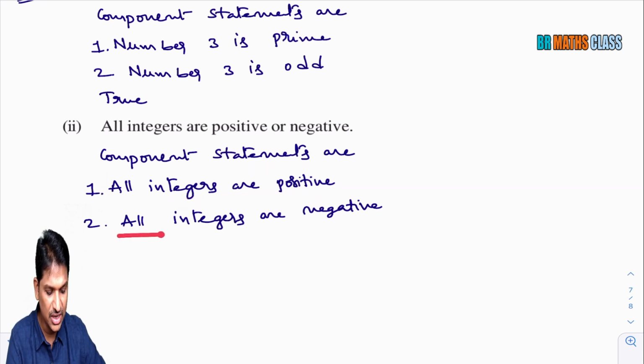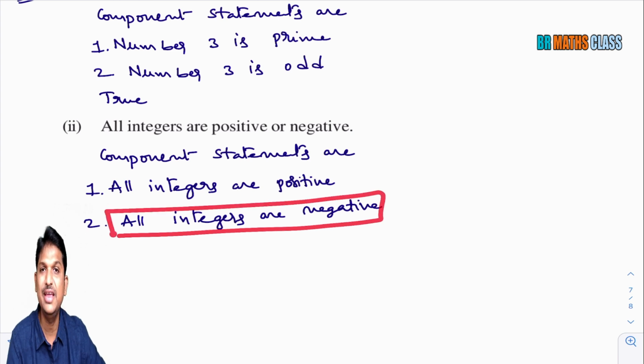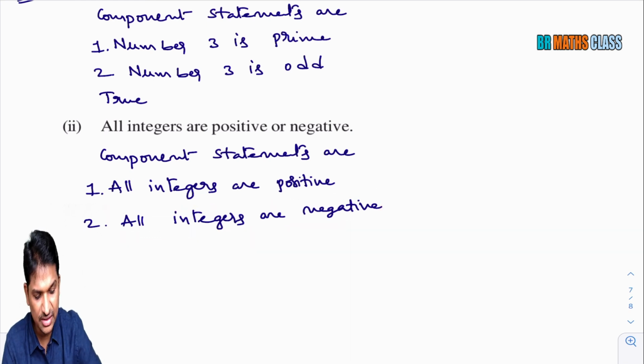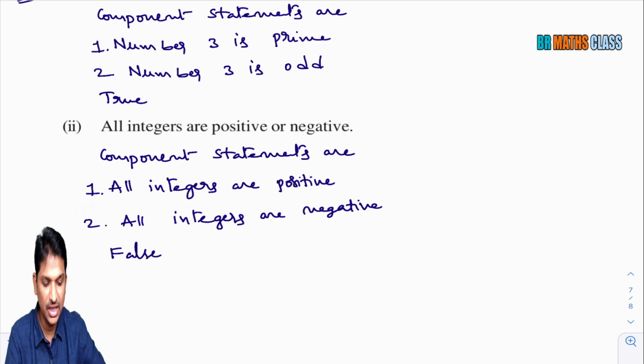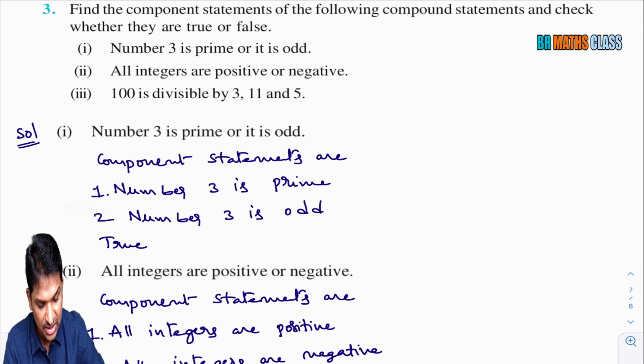In the same way, you look here, all integers are negative. They are saying all integers are negative. No, we have positive integers. So what about the statements they have given? They are false. They are false. So we'll write here, it is false. Okay. Now come to the third bit. What is the third bit?